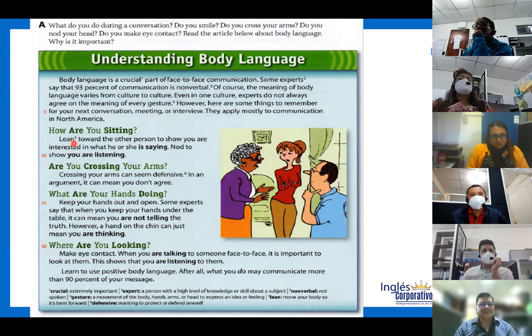Lean forward to show you are listening. Okay, so for example, cuando nos apoyamos, or we are moving, we are saying something, right? So that is part of when we are sitting. When we are sitting, what is the meaning? Okay, continue.